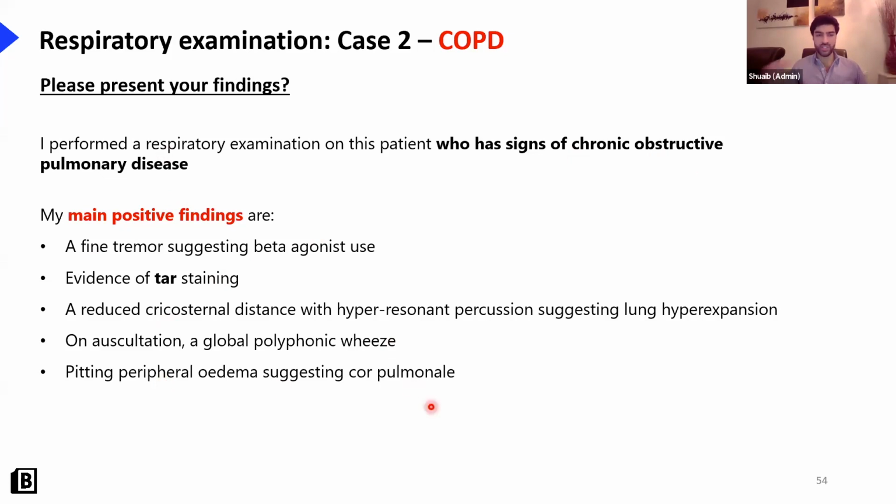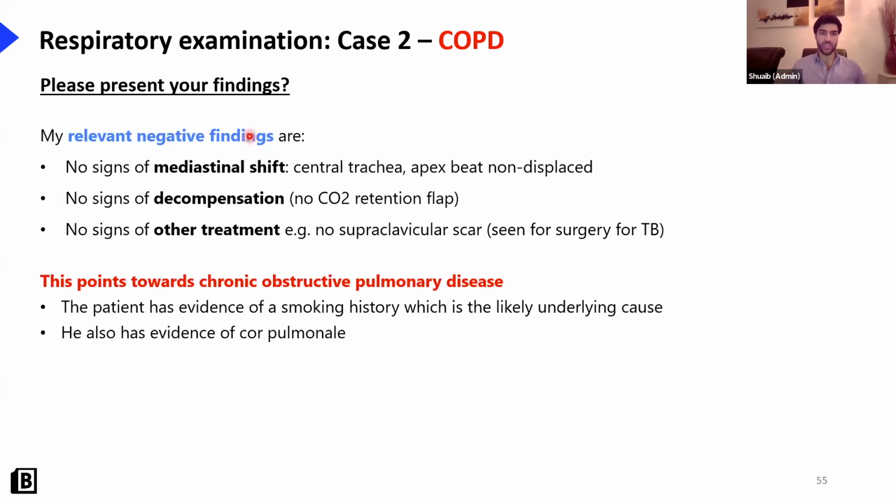So just list your positive findings and then list your negative findings. So there's no signs of a mediastinal shift, no carbon dioxide retention flap, the patient wasn't on oxygen. This all points towards a diagnosis of chronic obstructive pulmonary disease. I suspect the most likely underlying cause is smoking, and he also had evidence of cor pulmonale.